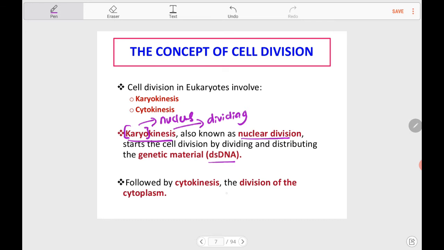So after Karyokinesis has completed, barulah ada satu lagi proses yang kita panggil sebagai cytokinesis. Cyto means cell. So kinesis also means to divide, dividing. Okay, so that's why cytokinesis is a process where it involves division of the cytoplasm. Okay, so to divide the cell, we must divide the cytoplasm.